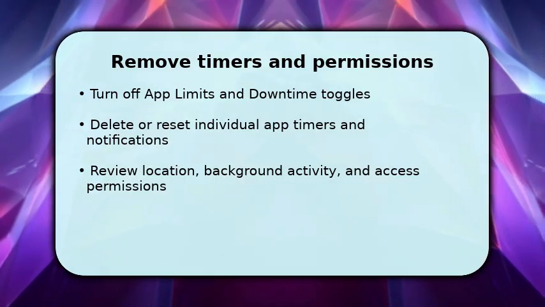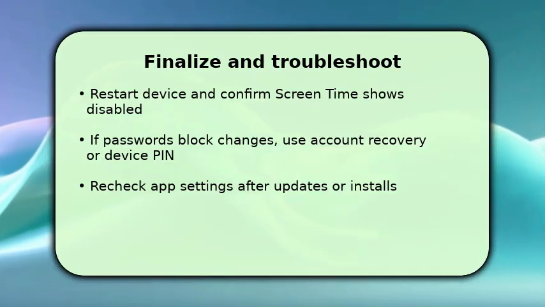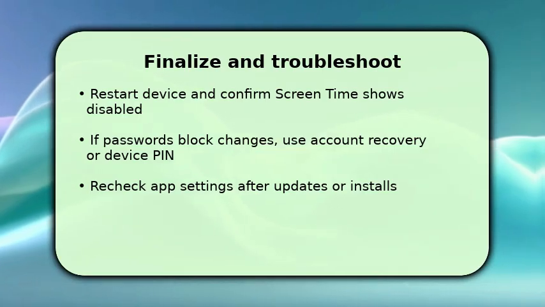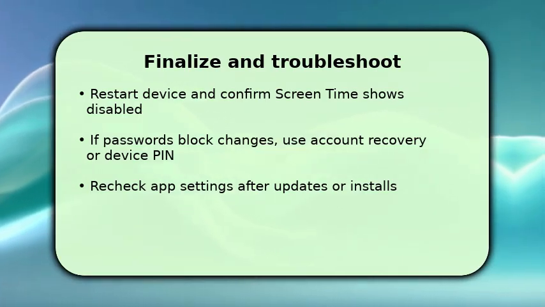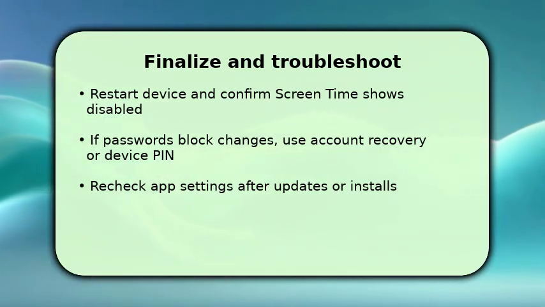To finish, restart your phone so all permission changes take effect. After reboot, open Screen Time to confirm it's off and usage cleared. If you encounter a managed profile or passcode preventing changes, use the device PIN or account recovery to remove restrictions. Contact your administrator only if necessary.